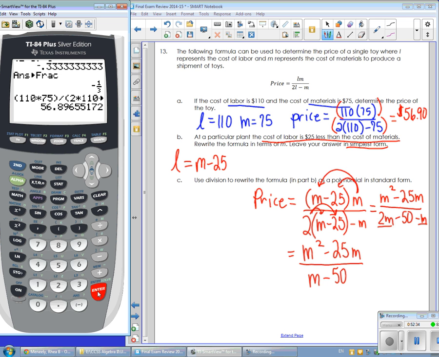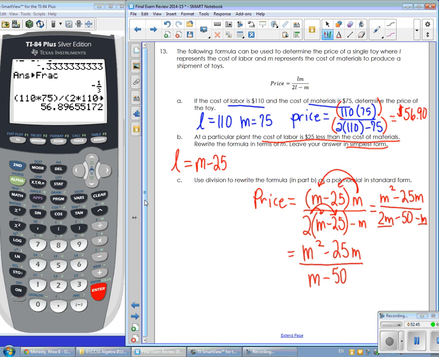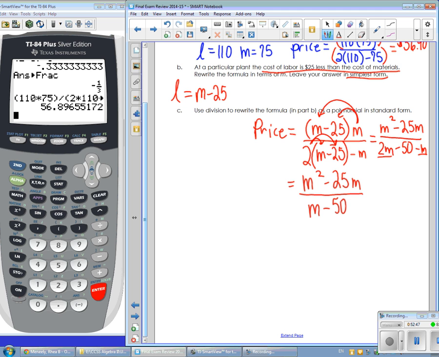In letter C, it says to use division to rewrite the formula as a polynomial in standard form. Since I used synthetic division in the last problem, I'm going to use long division in this one. Even though in this case you could actually use synthetic division because what you're dividing by is simple. It's just M minus 50, so we'd use an x-intercept of positive 50. So if I'm going to use long division, I'm basically taking M minus 50 and I'm dividing it into M squared minus 25M. Now I still will put a plus 0 because I still like to hold all of my place values.